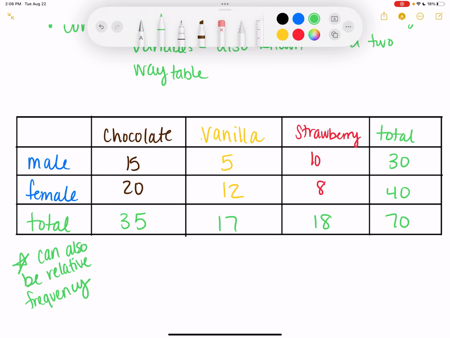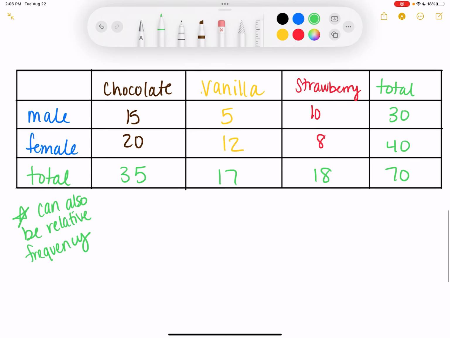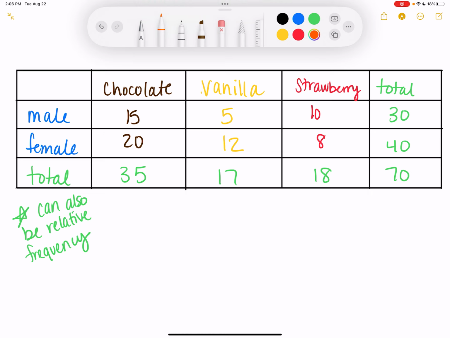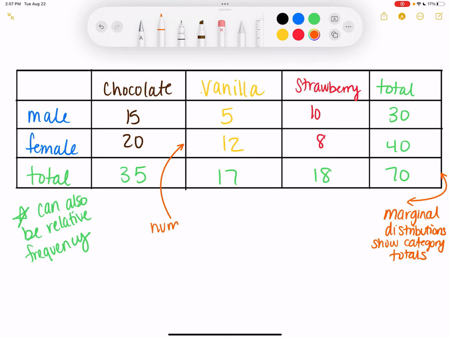All right, so this can also be relative frequency, just to note. So you basically could put the percents in there if you want. Marginal distributions show category totals. The numbers in the actual table show conditional distributions.